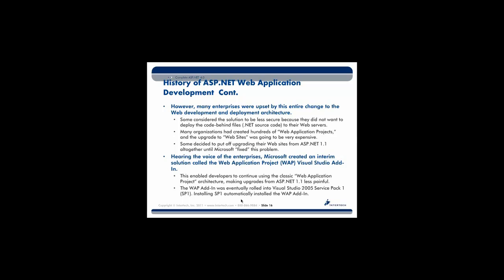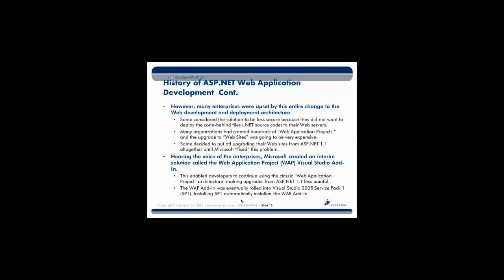If you added a reference to a DLL with a website, if it was your own custom DLL, it'd be copied into your bin folder. Or if it was already located in the global assembly cache, what we like to refer to as the GAC, then it would just add an entry to your web.config. That was it. I remember talking to an organization down south that said, we've got hundreds of web application projects. We're not going to upgrade them to websites. We're just going to keep the projects. In fact, we're just going to stay on .NET 1.1.